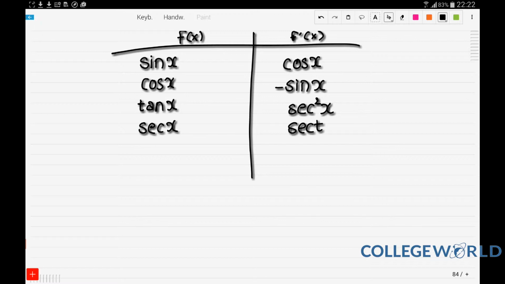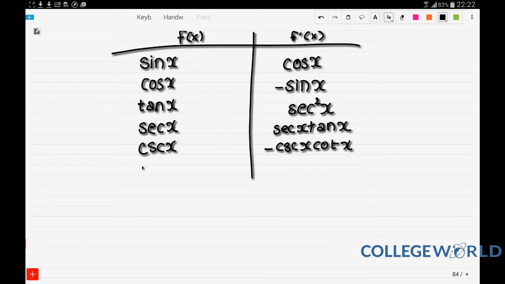Sec x tan x. Now if we want to do cosecant instead, we're going to get negative cosecant x cotan x. If we want to differentiate cotan x itself, we're going to get negative cosecant squared x. Those were the normal differentiations. Now, as we said, we remember that integration is the reverse of differentiation.